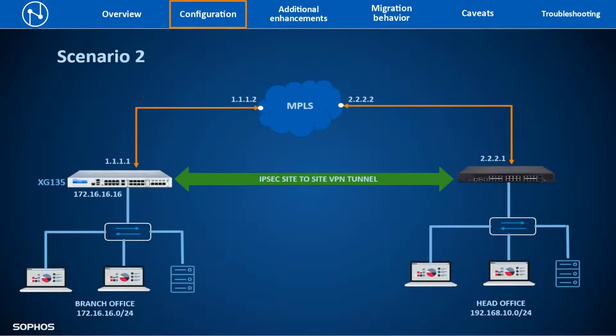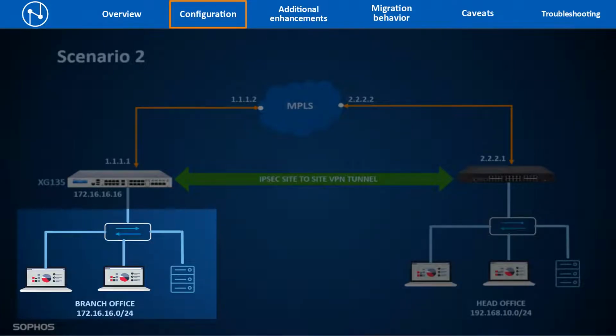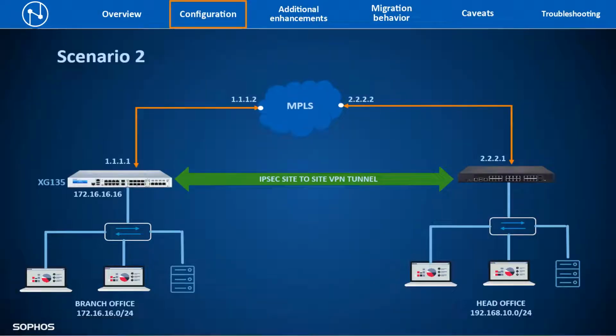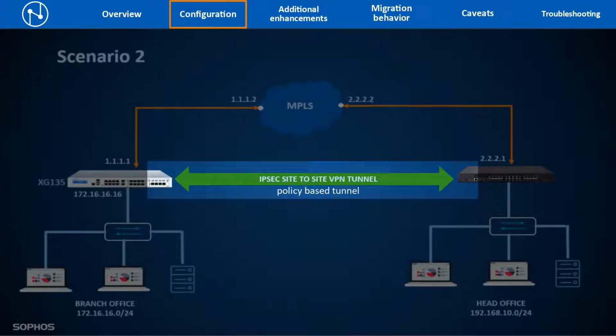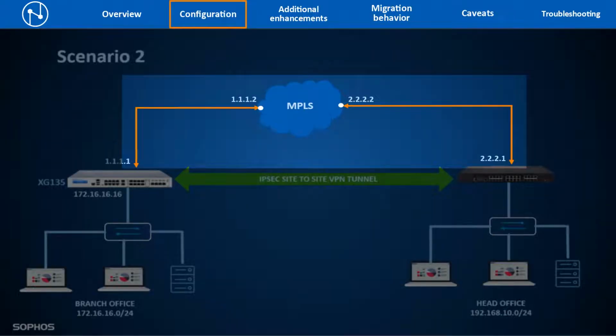Now here is another scenario wherein we can use the SD-WAN policy routes effectively to route the traffic between head office and branch office networks. An XG135 is deployed in the branch office and has LAN users in the 172.16.16.0/24 subnet range. The head office LAN network is 192.168.10.0/24 and is reachable via an IPsec policy-based VPN tunnel as well as an MPLS link.